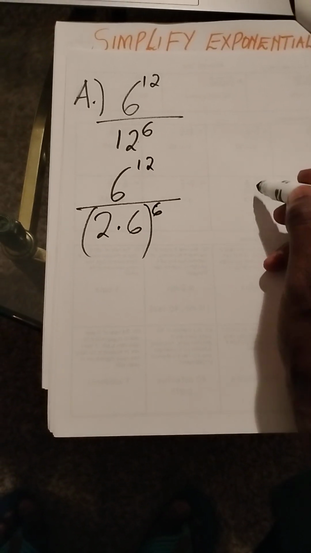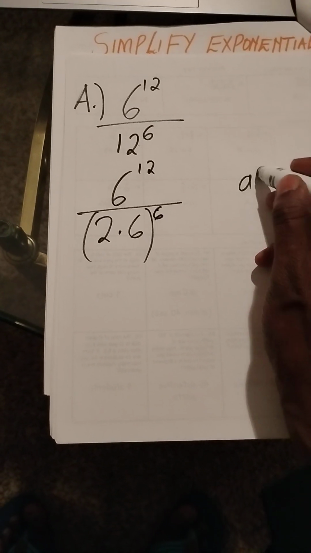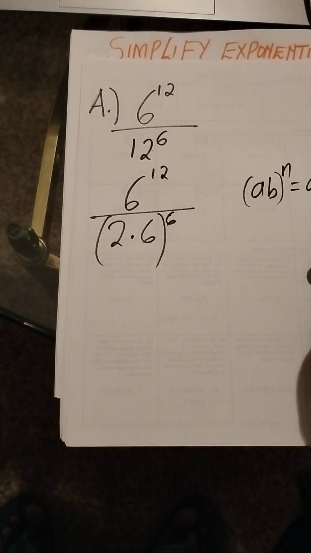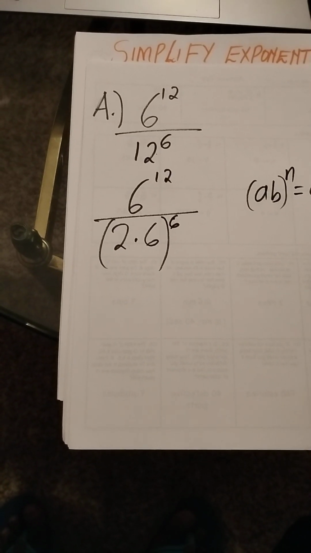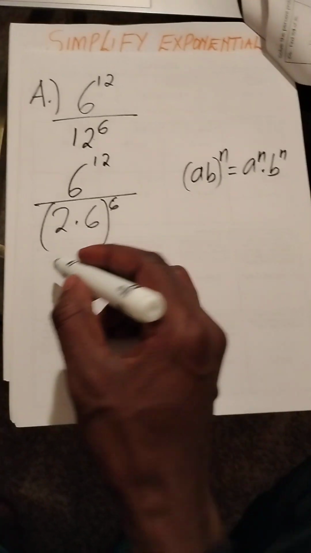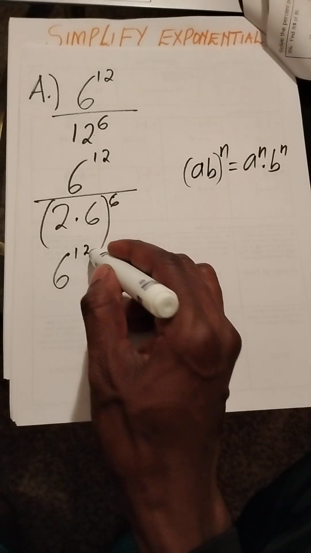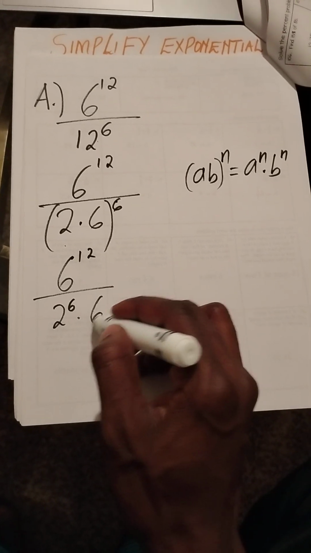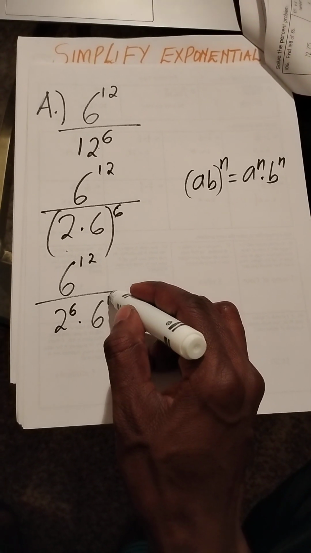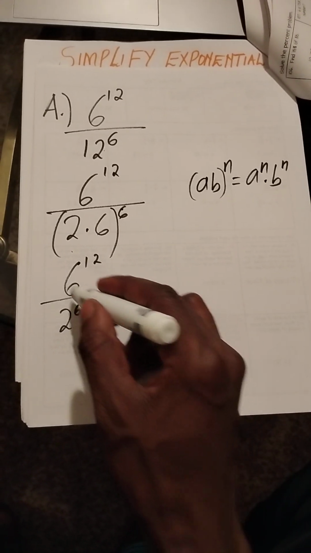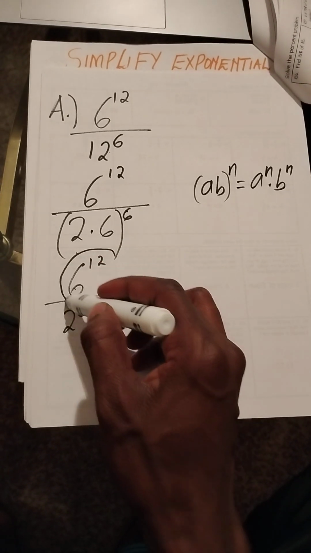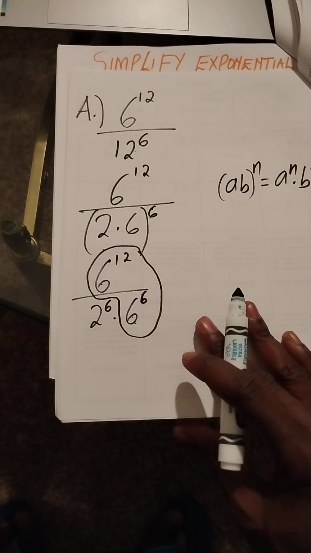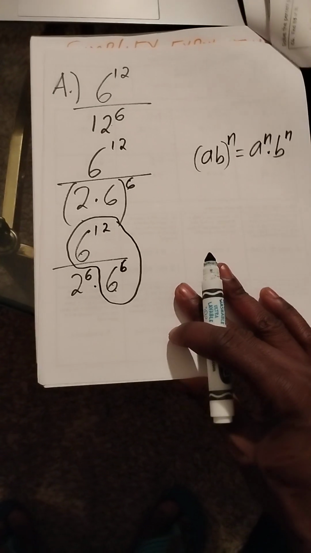That is the denominator. Following this rule, (a b) raised to the power of n is the same as a raised to the power of n, b raised to the power of n. Then I'll split this as 6 raised to the power of 12, everything out of 2 raised to the power of 6. 6 raised to the power of 6. Same base. I will subtract the powers because I'm dividing.